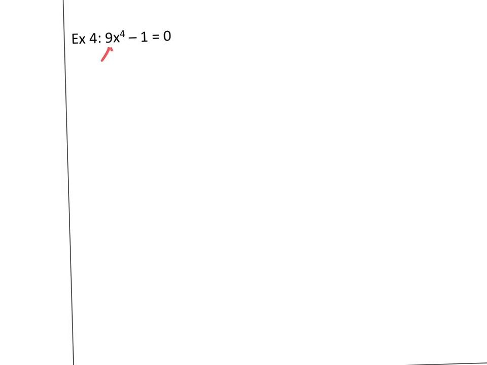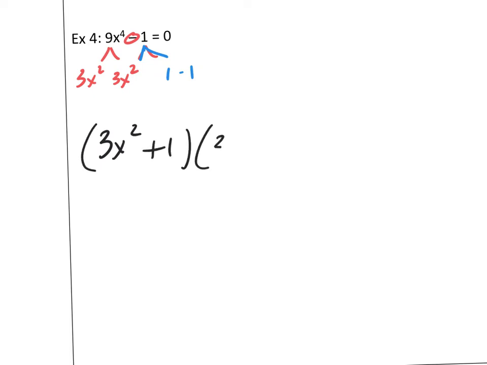So if you notice here, I should see that I have a subtraction with squares because I know 3x squared and 3x squared give me 9x to the 4th. And I know that 1 times 1 will give me negative 1. I should say 1 times negative 1 will give me negative 1. Okay? So let's look at this factored form. We'd have 3x squared plus 1 and 3x squared minus 1 equals 0.